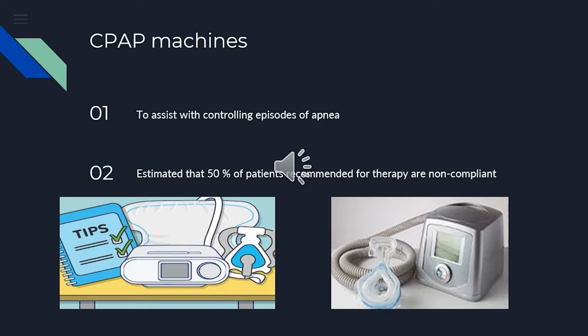By 1985, over 100 obstructive sleep apnea patients were being successfully managed with home CPAP therapies. And during the 1990s, developments in CPAP masks increased comfort and usability, allowing it to be used by many more patients. Today, there are literally millions of CPAP users in the United States alone, and a lot more worldwide. However, it is estimated that about 50% of patients recommended for therapy are non-compliant.